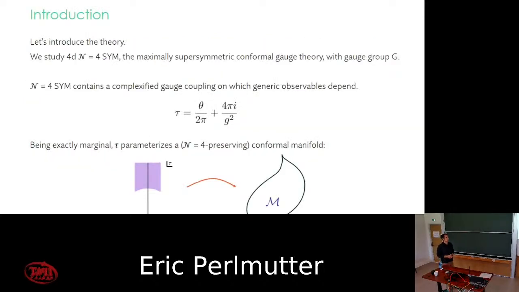So first, let me just introduce the theory. So what will we need? Luckily, not too much. We'll be studying the four-dimensional N=4 theory. This is the maximally supersymmetric conformal gauge theory in four dimensions. And the theory contains a complexified gauge coupling tau, which is written in terms of the topological theta angle and the Yang-Mills coupling, which I'm just calling g, in this way. And tau is an exactly marginal coupling, so it parameterizes a conformal manifold. In this case, the conformal manifold that preserves the full N=4 superconformal symmetry is just parameterized by tau.